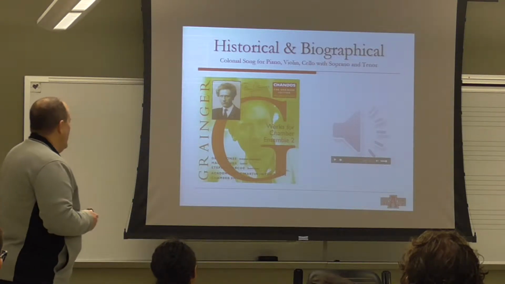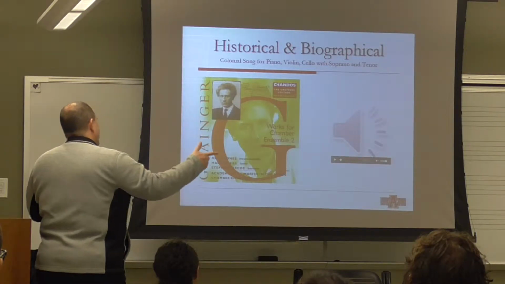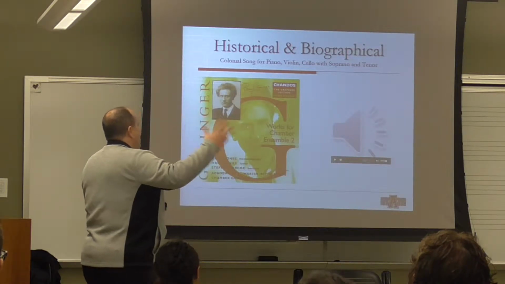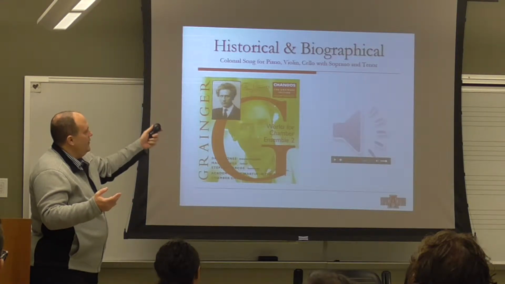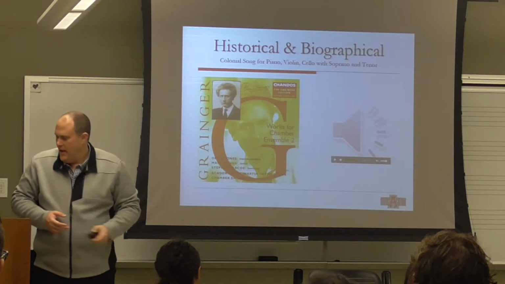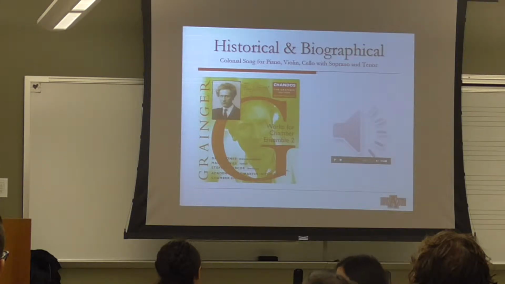So on Colonial Song, there's versions for band, versions for orchestra, piano, violin and cello and piano, and then this particular version: violin, cello, piano, soprano, and tenor. And I want you to check this out. We'll listen to probably a good chunk of this, because this also informs what we're going to talk about here in a little bit.